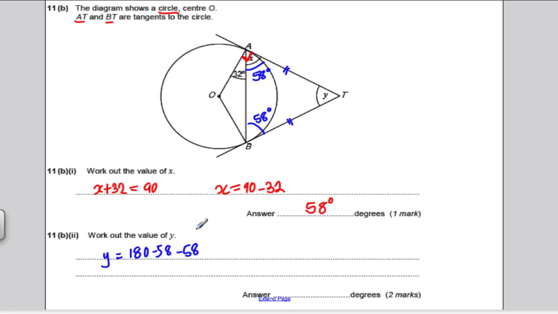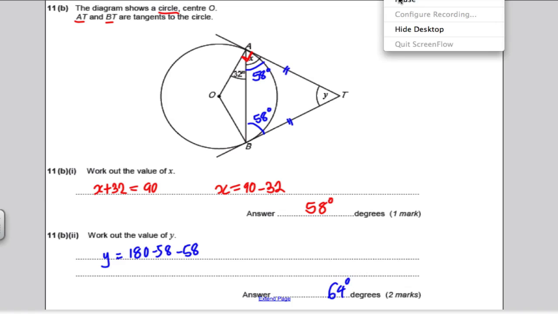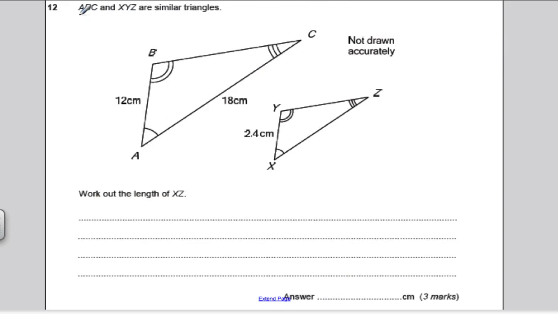And we get for ourselves 64 degrees. So 64 degrees. Okay, question 12. ABC and XYZ are similar triangles. That means that there is a scale factor, one is an enlargement of the other essentially, or that there's a scale factor relating their lengths together. Work out the length XZ.